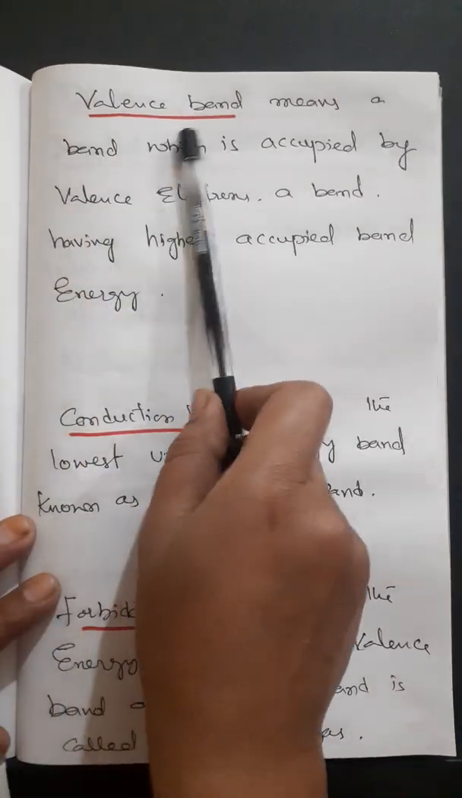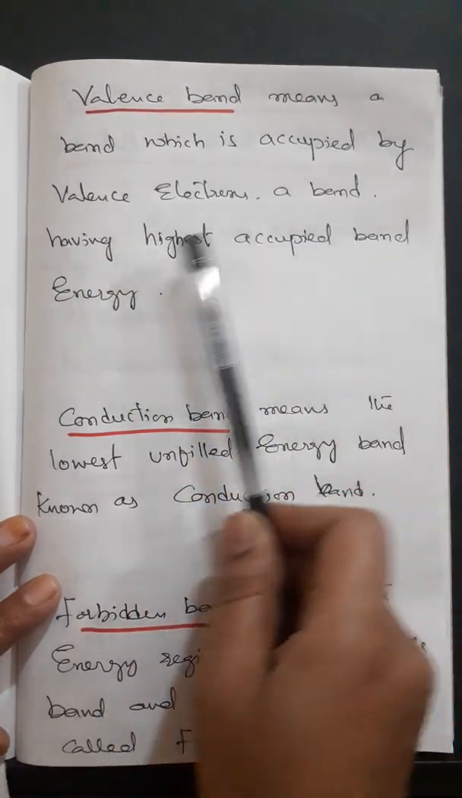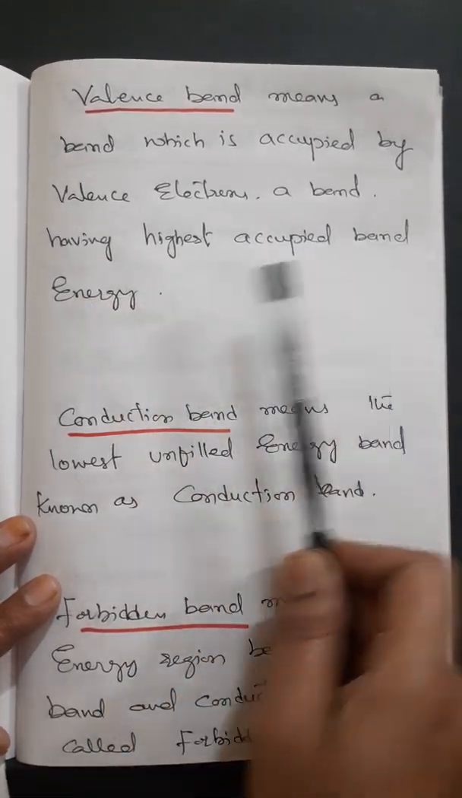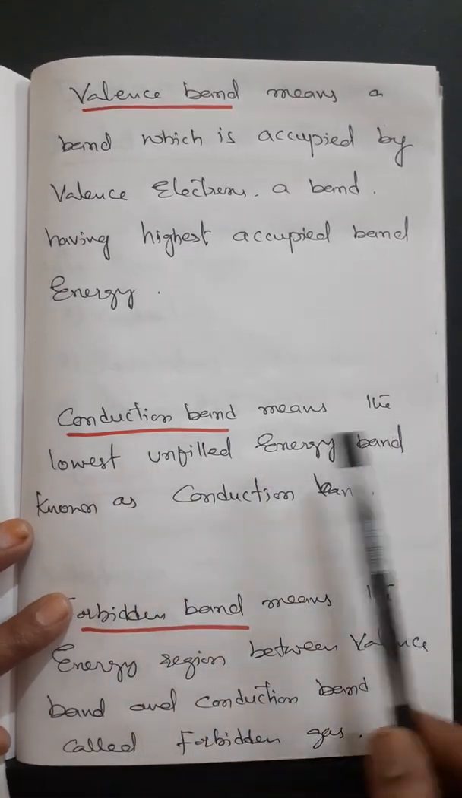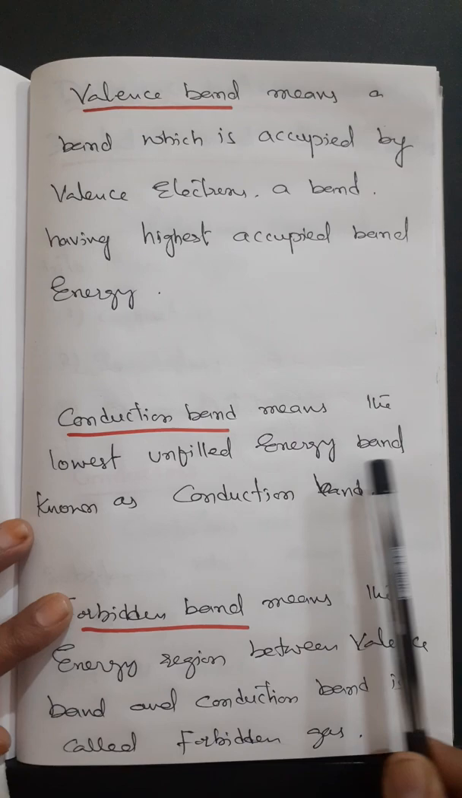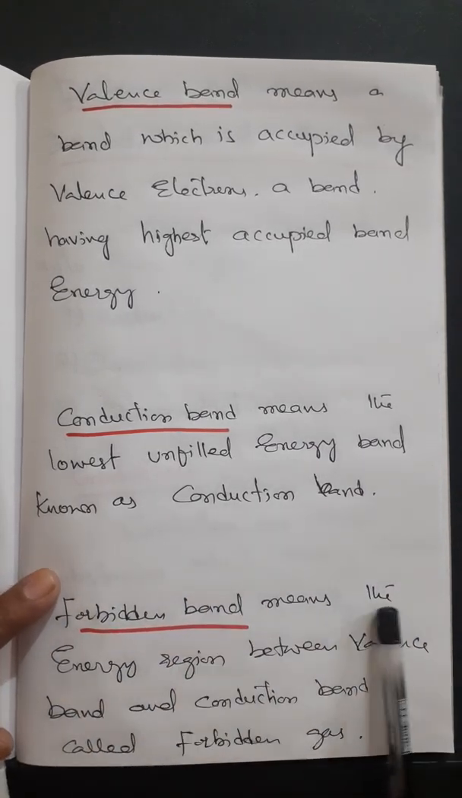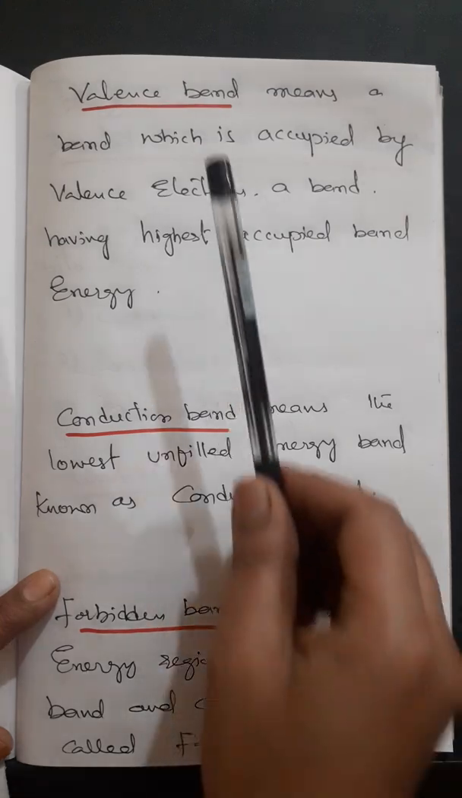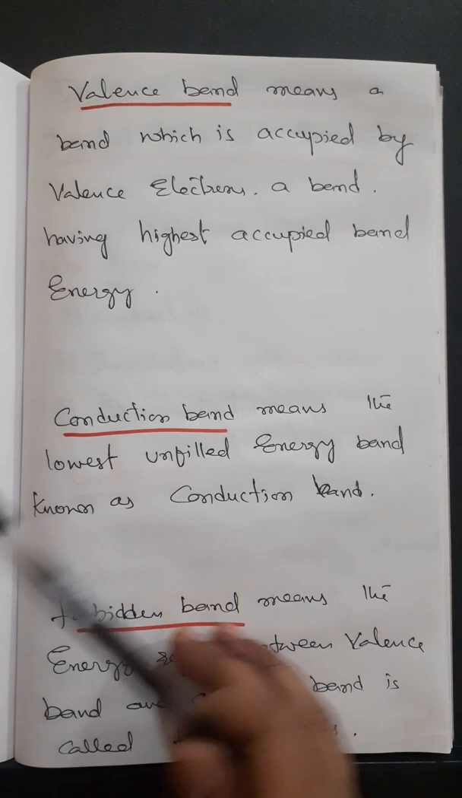So valence band means a band which is occupied by the valence electrons, and it is the highest occupied energy band, whereas conduction band means the lowest unfilled energy band. Forbidden band means it is the energy gap between the valence band and conduction band. To understand this, I will give an example.